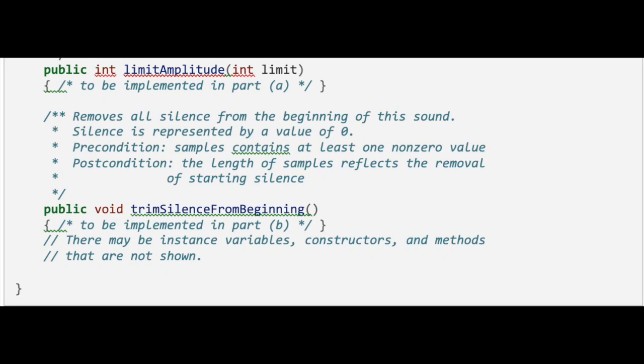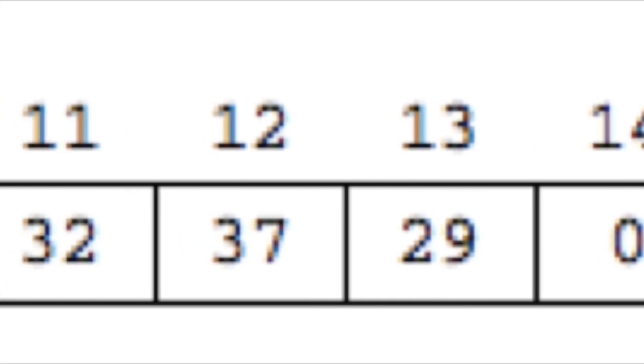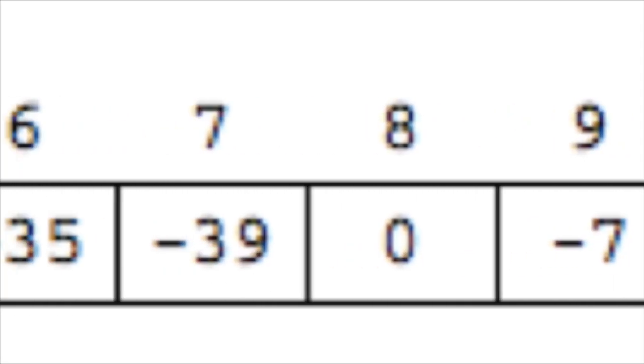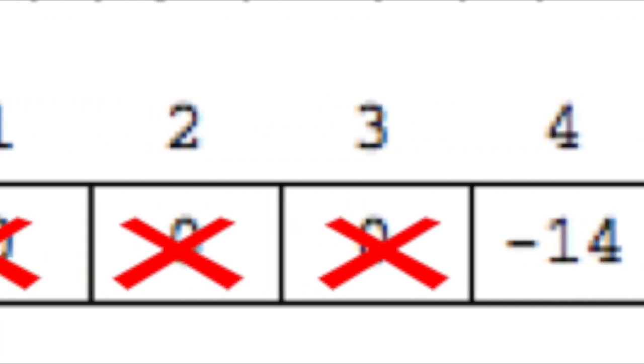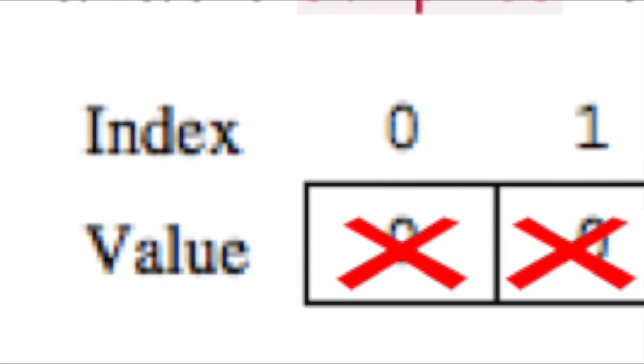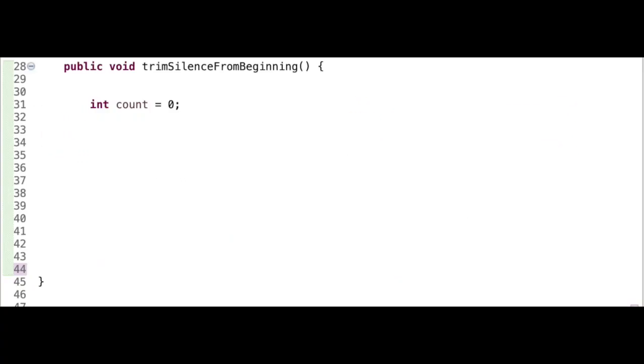The next question asks us to remove all the concurrent sound values as 0 from the beginning. As the problem gives us as an example, we want to get rid of all these useless zeros, or 0 values, at the beginning of the sound array. To do this, we're going to create another count variable. This will count the number of zeros at the beginning of the array values.